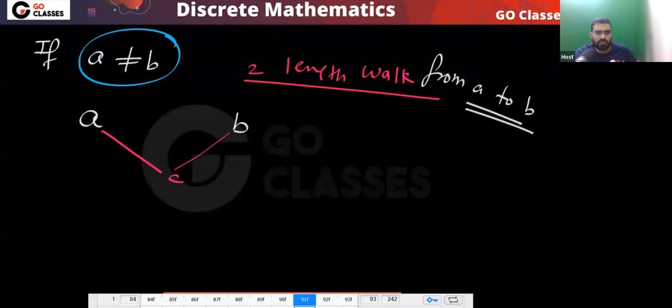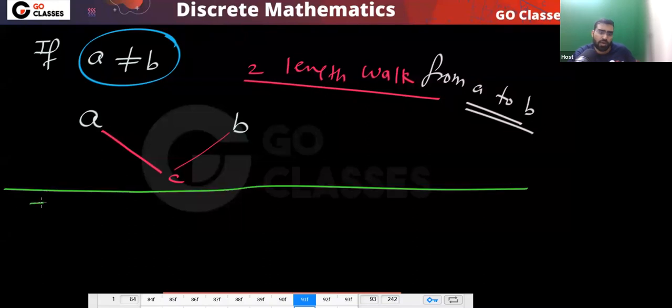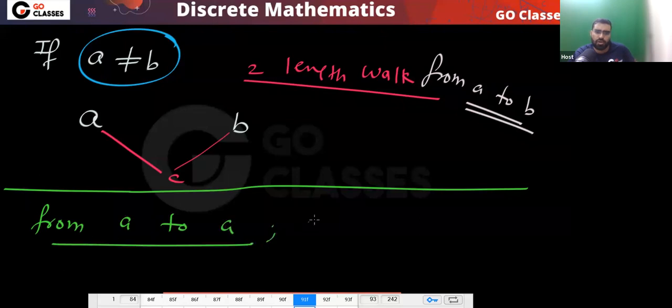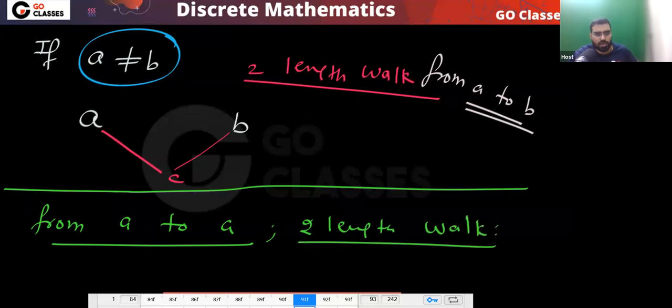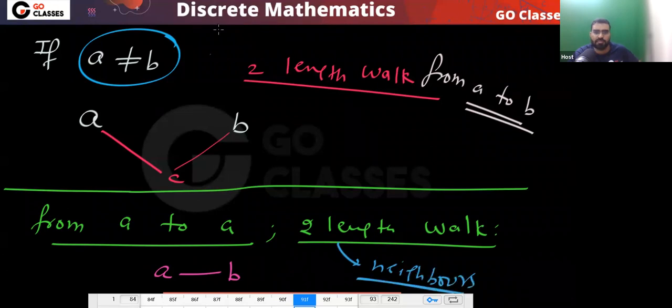Okay. And what about when you have A comma A? From vertex A to A, how can you have a two length walk? What is the only possibility for a two length walk from A to A? The only possibility is that it has neighbor vertices. The two length walk will come because of neighbor vertices.